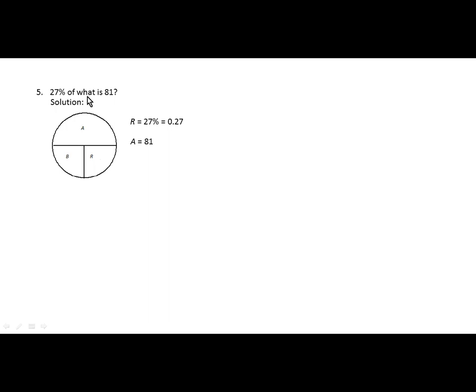What is after the word of? What is, I don't know. So the base is I don't know. Looking for B, covered up. It's A over R. So I'm looking at 81 divided by 0.27. You get 300. Remember, it doesn't go to a percent because I got the percent symbol in the problem.